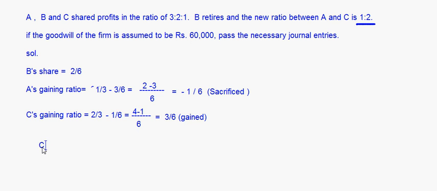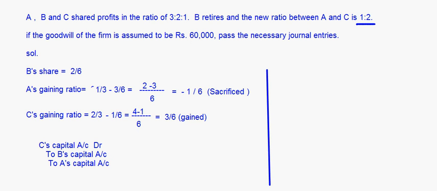So now let's see the continuing partner, the one who has gained. I'll write C's capital account debit to B's capital account, the one who is retiring, and then to A's capital account. The value of the goodwill is given as 60,000. Now B will get how much? B will get 60,000 into 2 divided by 6, that was his share. So that comes to 20,000.